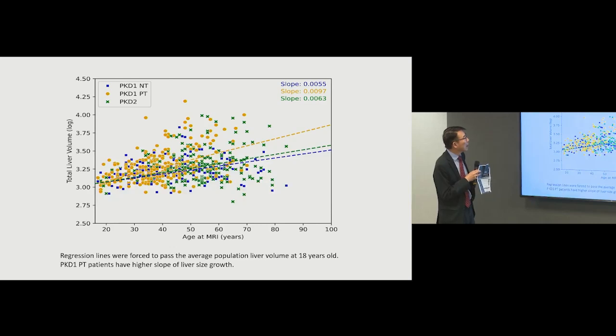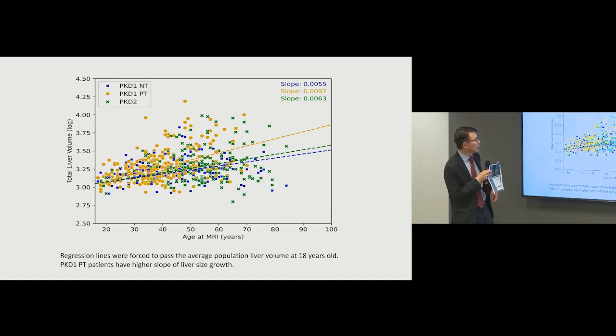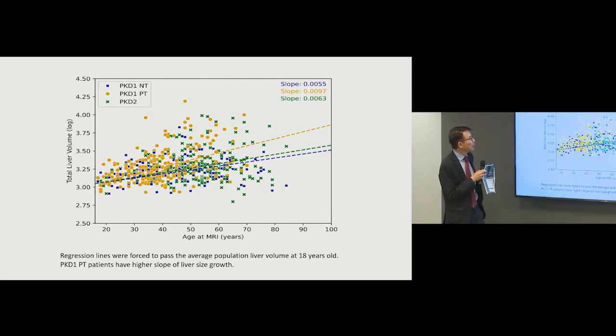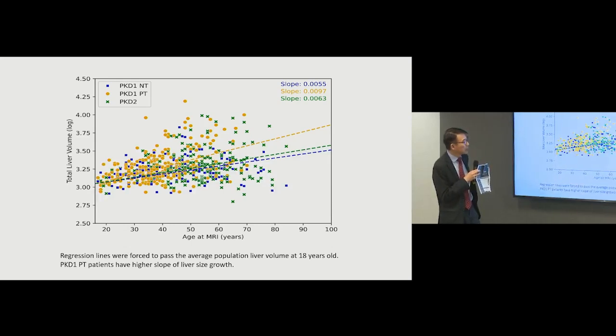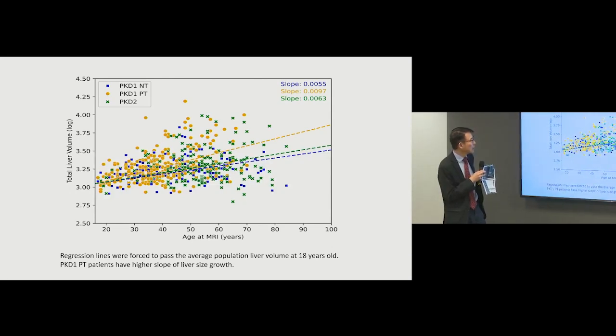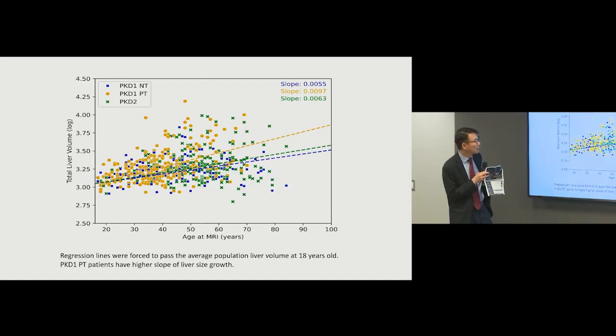We also look at the total liver volume and the age of these individuals divided by PKD1 truncating mutations shown in the gold dots, and then the non-truncating mutation shown in blue, and then PKD2 patients. And if you look at the regression line, it seemed to suggest that the patient with the PKD1 truncating mutation tend to have larger liver volume across the span of age compared to the other mutation class. So this is my brief introduction.